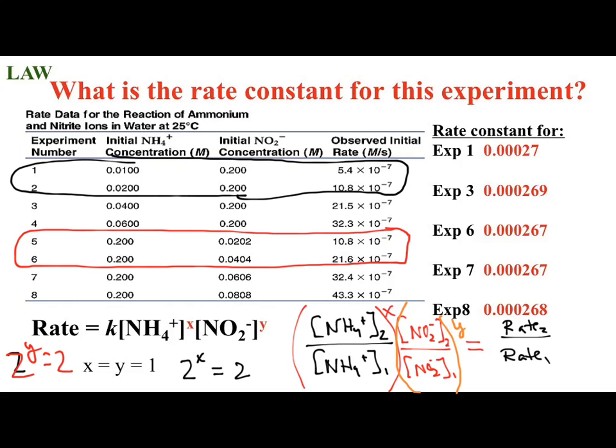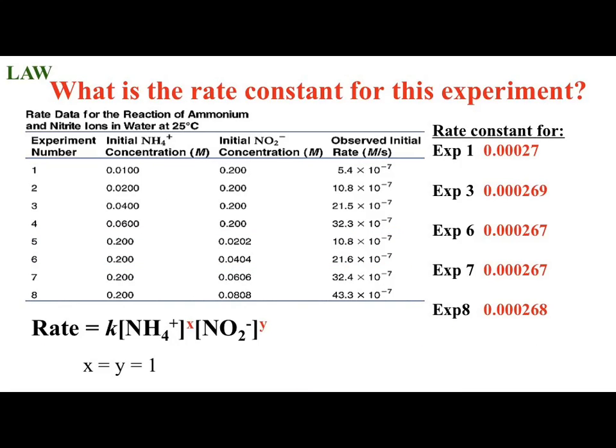So when we look at each of those individual experiments, the concentrations change, the rate changes. And yet, if I go through and rearrange my equation and solve for k, I get k equals the rate over NH4 plus to what power? 1. How do you know it's 1? Just solved for it by doing our comparisons to our data. Times our nitrite concentration to what power? 1. We can now solve for k.